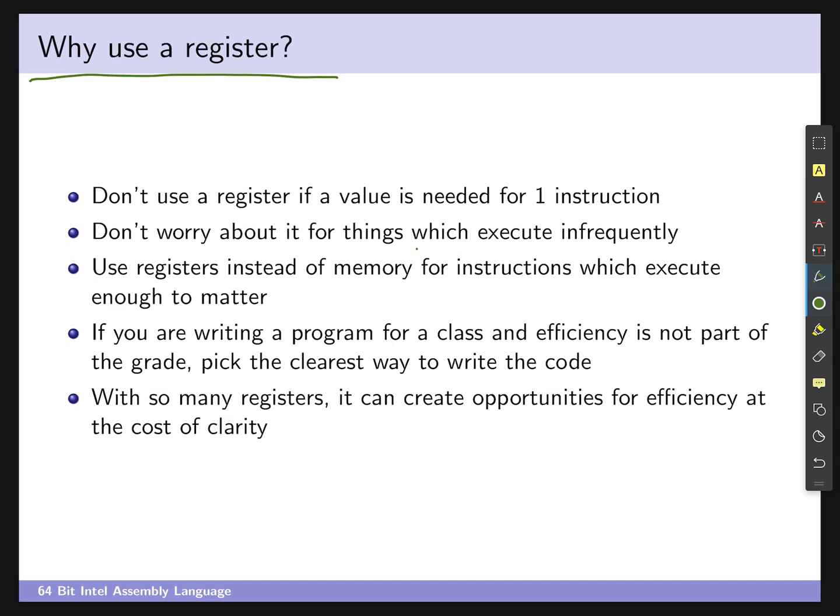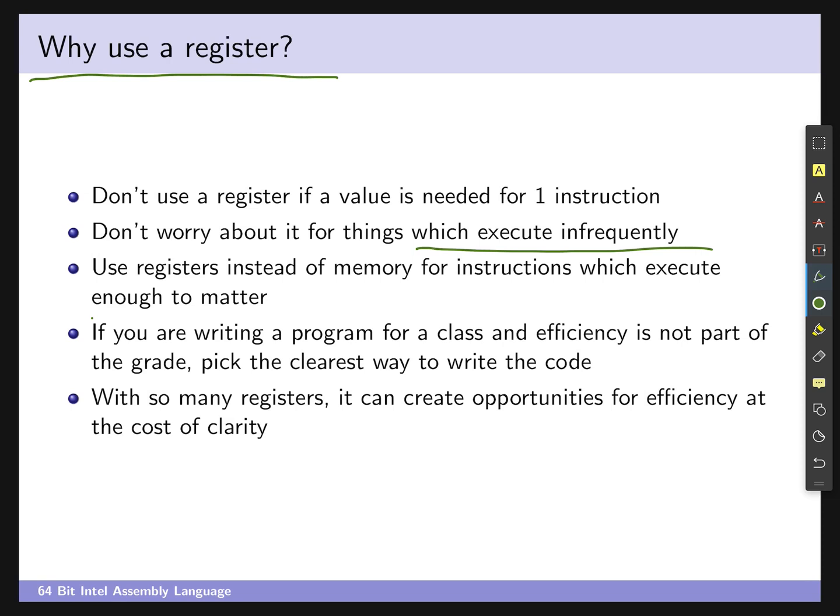You should only be using register-on-register computations if I plan on performing multiple calculations using that value. Okay, so generally speaking, you don't need to worry about maximizing register utilization if something is executed infrequently. Now, generally speaking, the idea is that you want to use registers instead of memory for instructions which execute enough to matter. So there has to be enough frequency for the performance difference to make an impact.